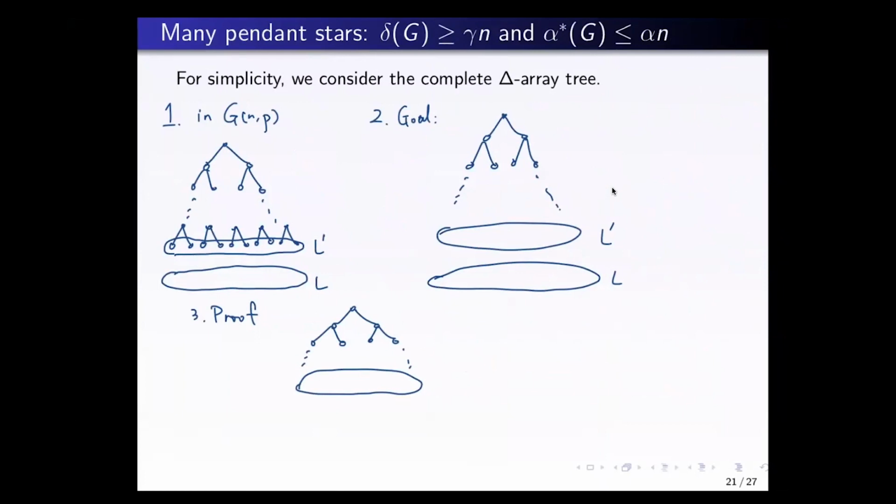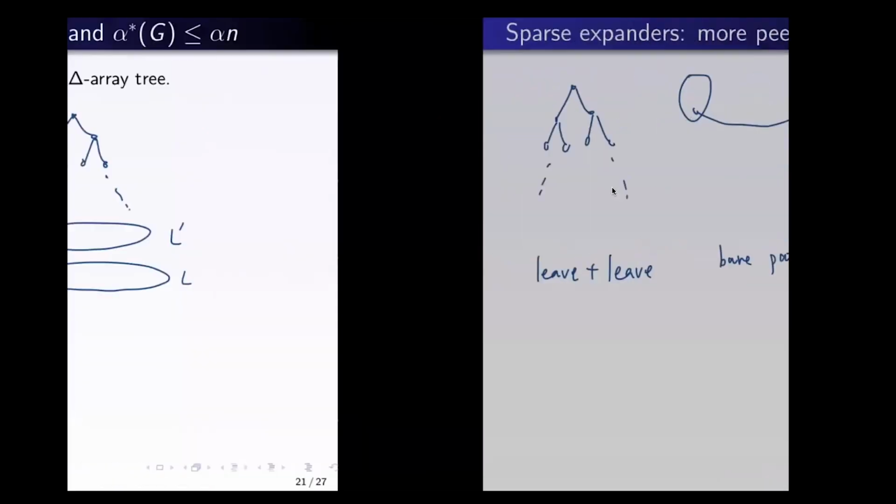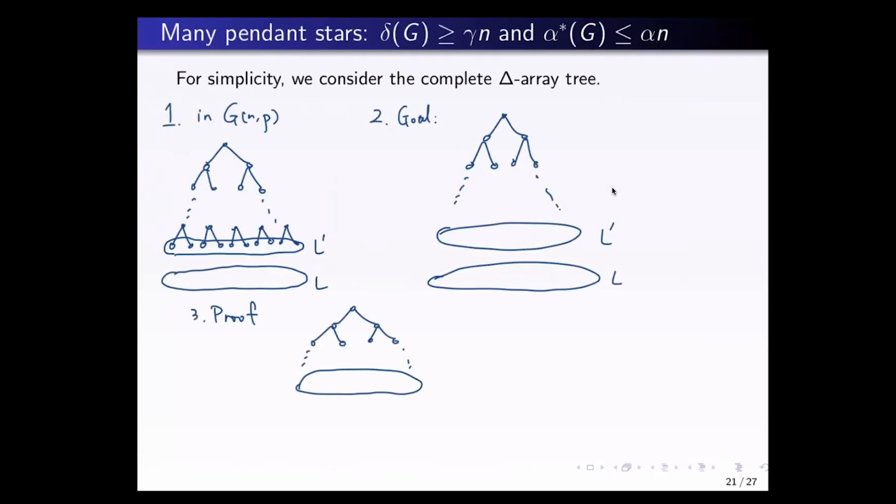So this is the correct page, although I reproduced all the pictures. This is the case where we have the mean degree and alpha star condition. For the many pendant stars case, in this talk we only consider the complete delta-ary tree. This will be a typical example, although we may really have different kinds of trees and need to look at them. So this will be the proof of the mean degree and the alpha star condition result.